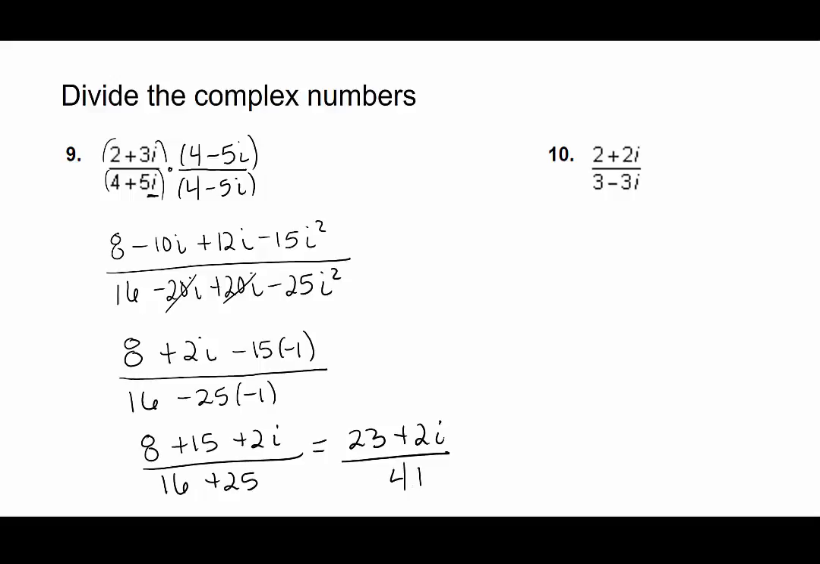Now the rule is you can have a complex number on the top of a fraction, you cannot have a complex number on the bottom. So now we have rationalized the denominator and we are done. The next problem is for you to do on your own.